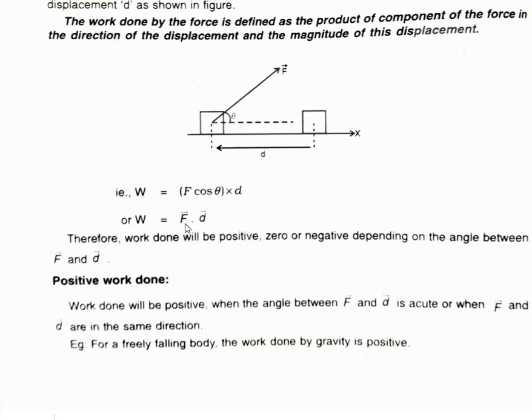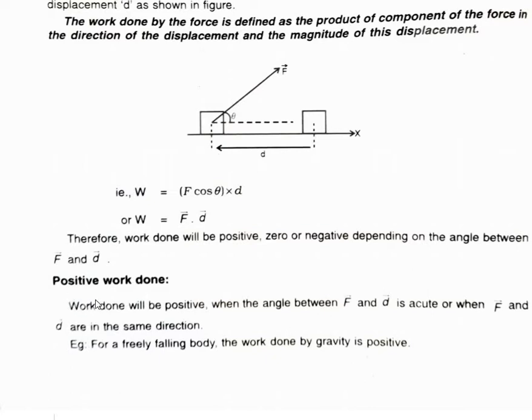Otherwise we can write W equal to F dot D, because this dot product is nothing but F D cos theta. Whether the work done is positive, 0 or negative depends upon the value of theta. If theta is acute, the work done will be positive. When theta is obtuse, the work done will be negative. When theta is 90 degrees, the work done will be 0. So the work done depends upon the angle theta.